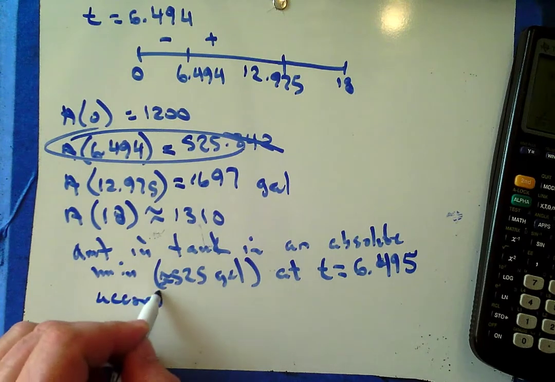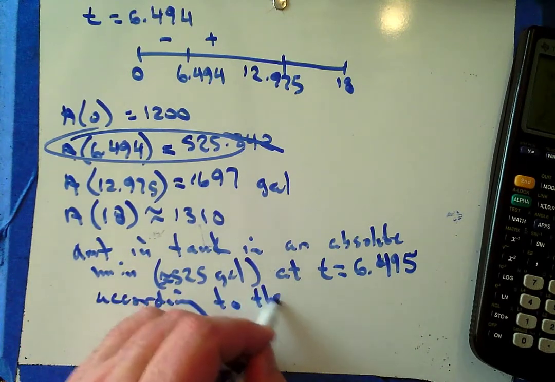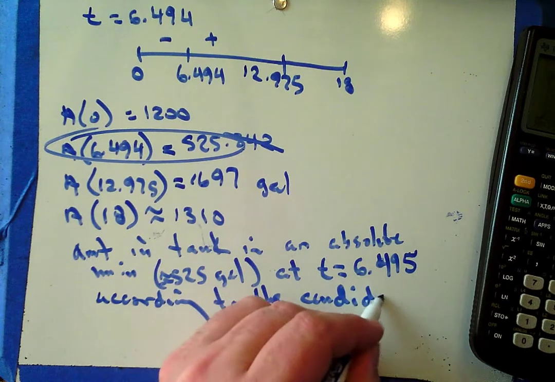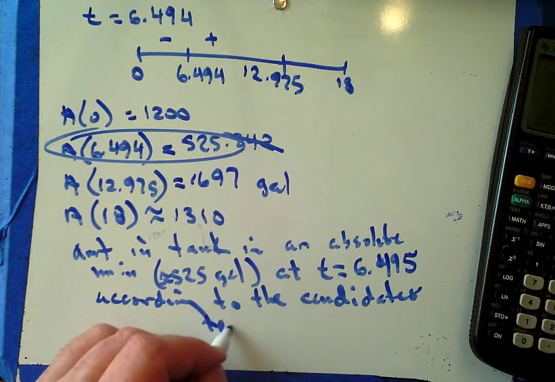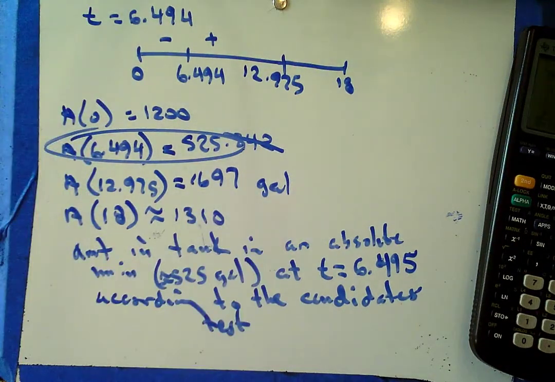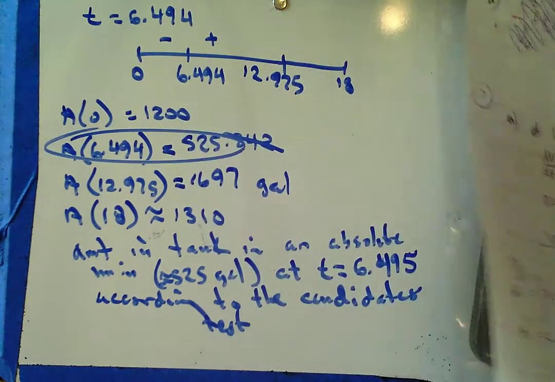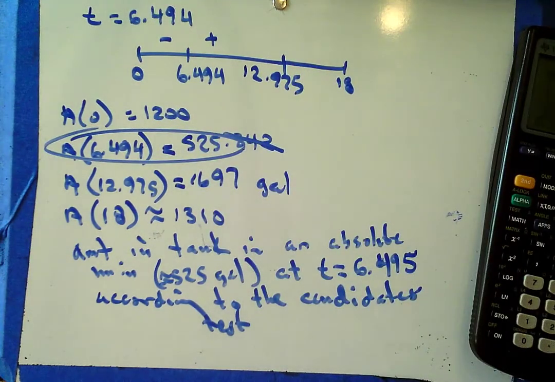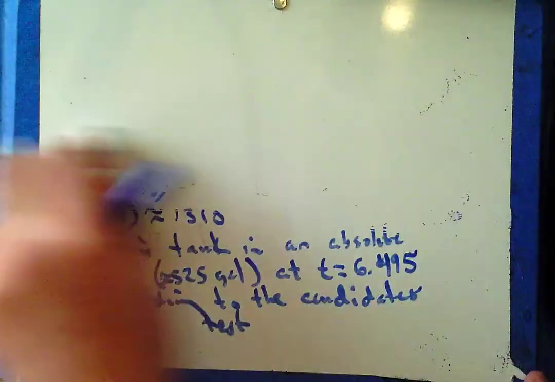According to the candidates test. Okay, so there's part C, and wait, there's more. There's a part D. So t greater than 18, no water is being pumped in. The water continues to be removed until the tank is empty. Let K be the amount of time it takes for the tank to become empty.